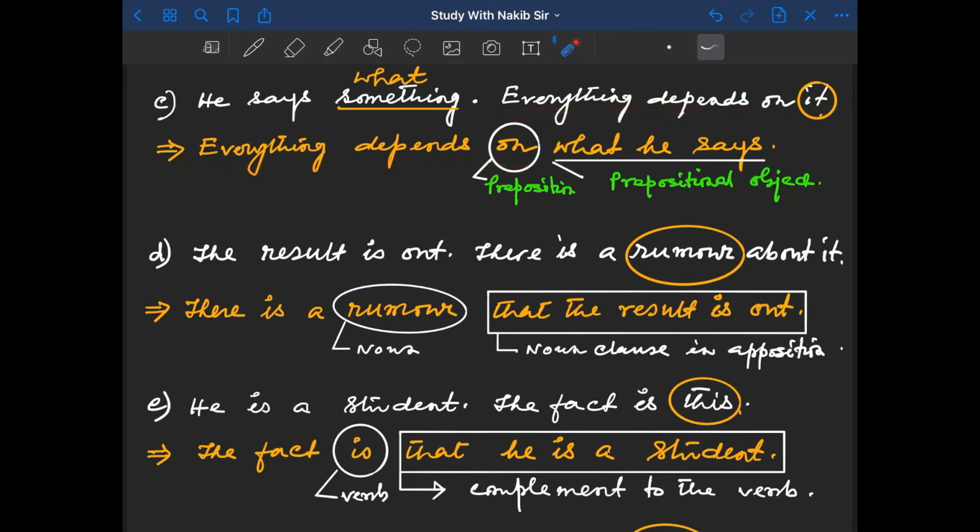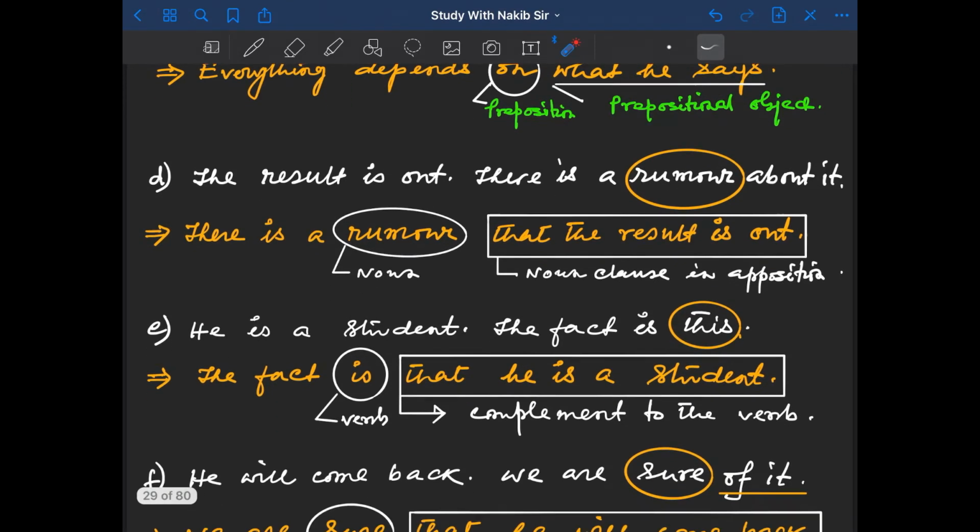Now this one, what he says. So your combined form is everything depends on what he says. This is a noun clause and this is the preposition. So for this it is a prepositional object. Okay. Now the next example.